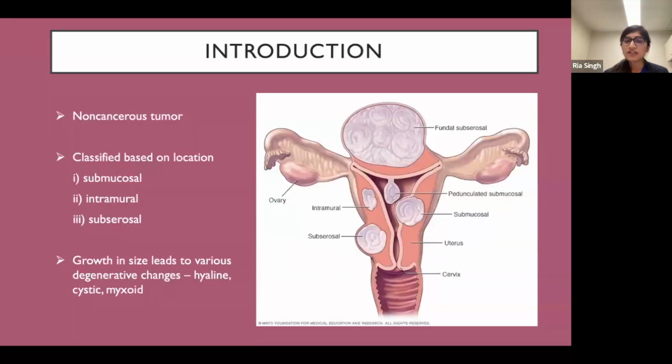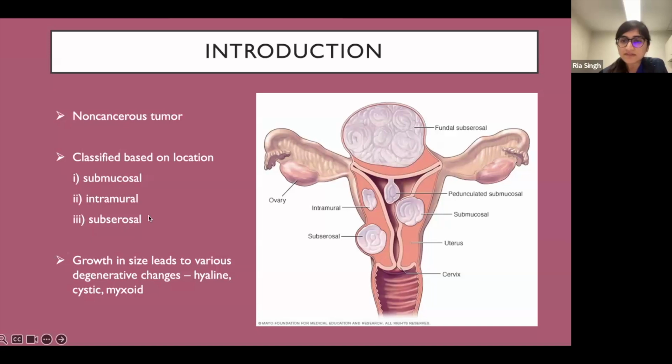So, before I talk about my case presentation, I wanted to briefly review what uterine fibroids are and their different types. A uterine fibroid is basically a non-cancerous tumor made up of smooth muscle cells of the uterus. These are very common in women of reproductive age. However, they are rare in postmenopausal women. Depending upon their location, a uterine fibroid can be classified into three types.